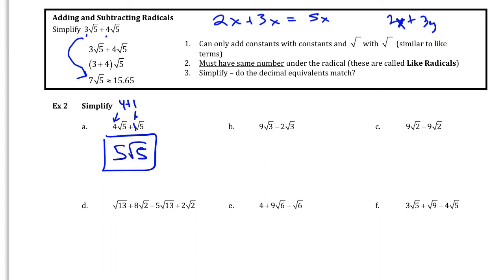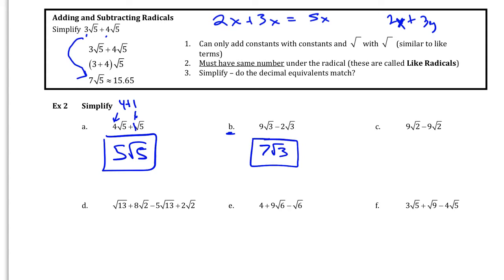9 root 3 minus 2 root 3 here in problem B. 9 root 3's take away 2 root 3's. They are the same radical, so I am going to take away 2 of them, so I get 9 minus 2 is 7 root 3. Okay.